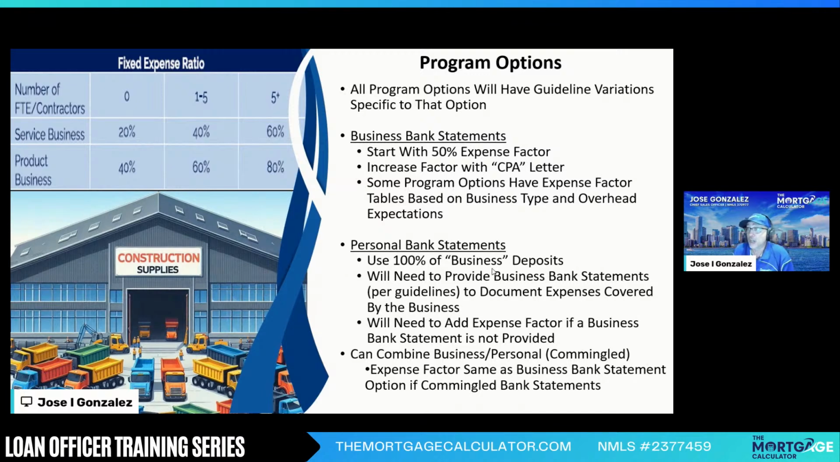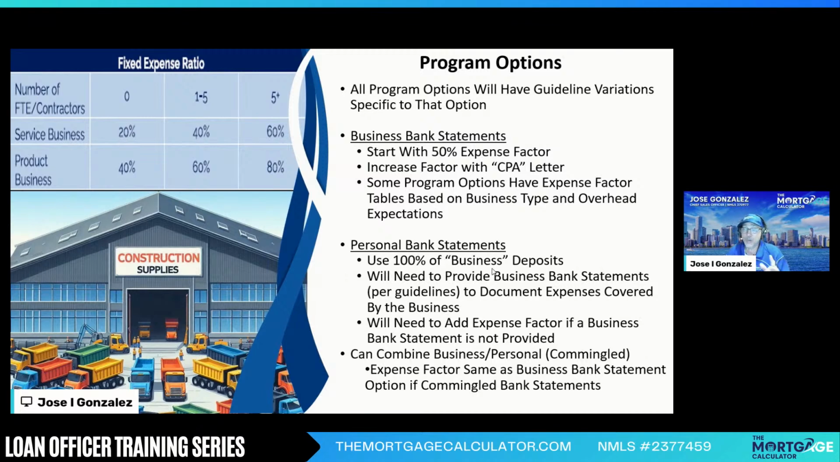Now, some program options, that's the first table you see that says fixed expense ratios, have expense factor tables based on the business type and overhead expectations. Please be aware of that. Because if you go to the option that uses the default, it's 50% across the board. They're not really going to mess with that too much, unless there's something in the bank statements that would lead them to believe that the expense factor is actually higher than 50%. They usually don't mess with that, I'm going to tell you.